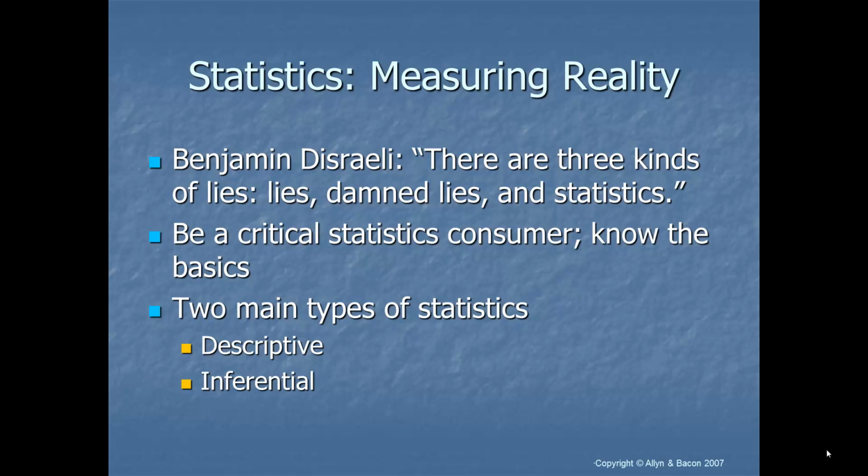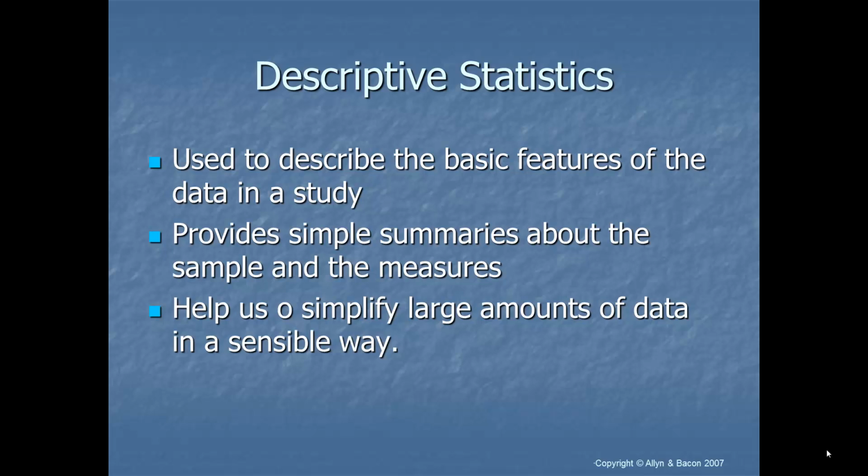I'm going to talk now about two types, descriptive and inferential. The descriptives are just used to describe some basic features of our data. They can be very helpful, though. They give us summaries of our sample and our measures. And they can really simplify a large amount of data by saying, hey, 30% has a college education, or 50% are women, or 2/3 believe in capital punishment, or whatever.